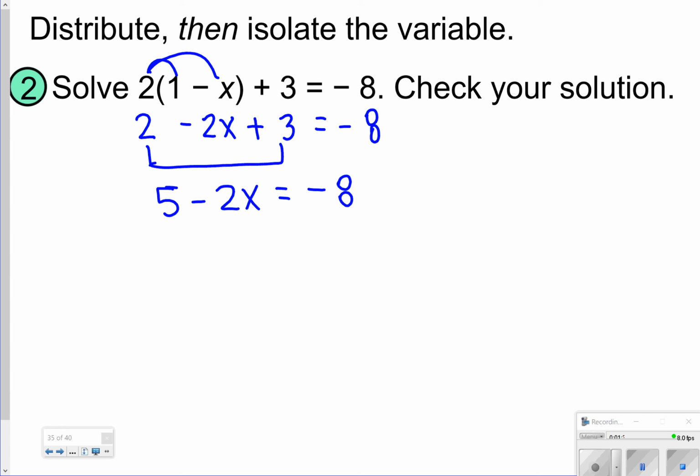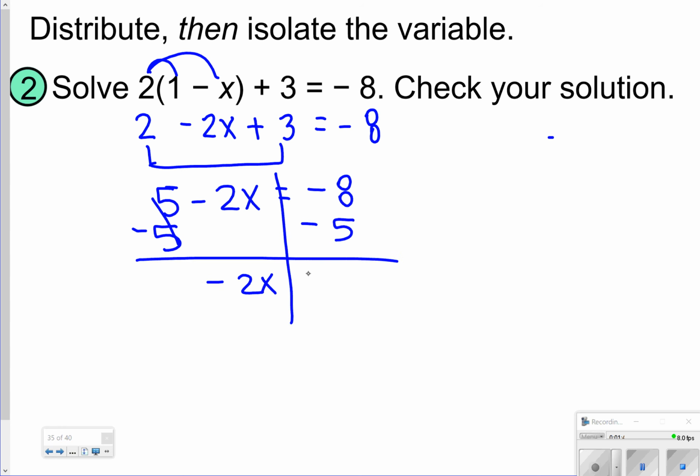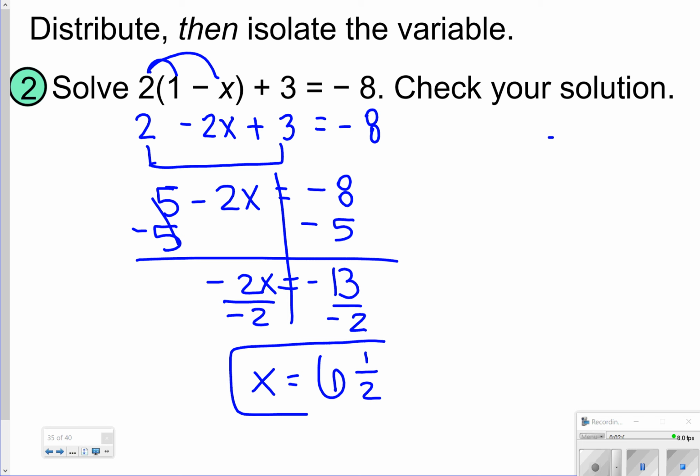And then I can go ahead and subtract 5 from both sides. So I'm going to have negative 2x is equal to negative 13, and then I can divide both sides by negative 2. We are going to get a fraction here, and that's okay. 2 can go into 13 6 times with 1 left over, so my answer would be 6.5. Okay?